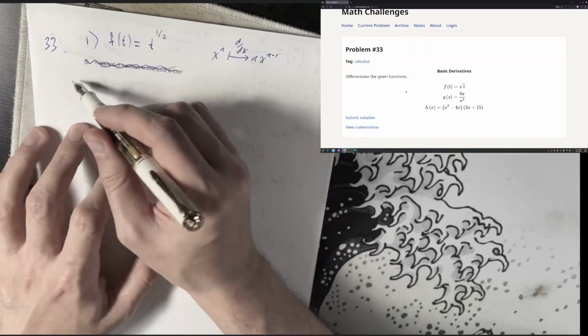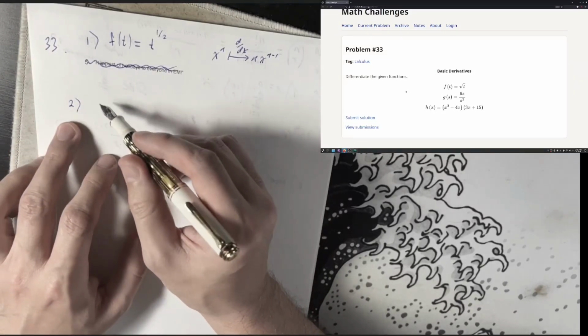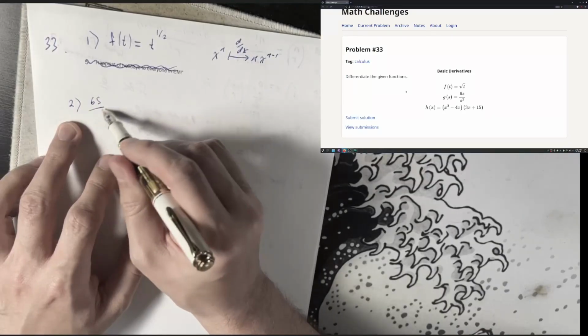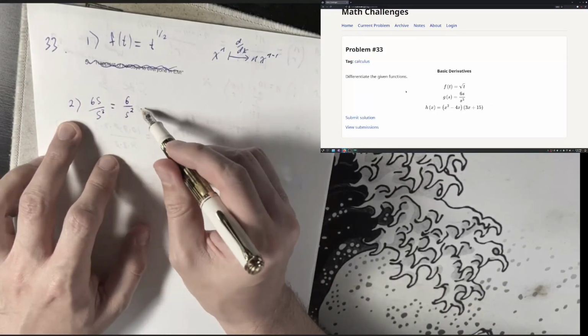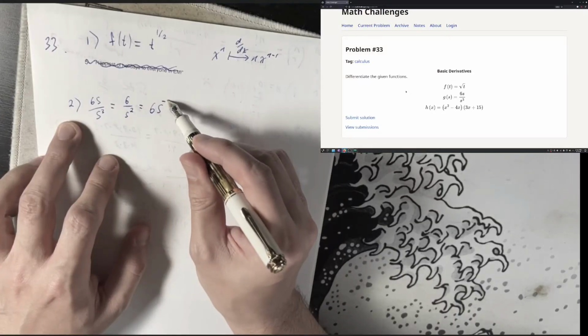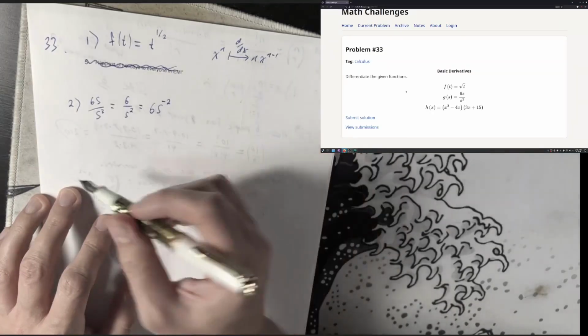So part 1 we have this function, and I'll leave some space for that one. 2, 6 over s cubed. That's the same as this. And so you want to write it as a power, even if it's a negative power. Then it's in this form, and I can take a derivative with the power rule.